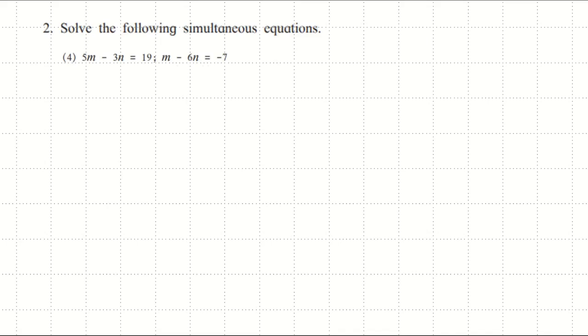Moving on to next question. Here we need to find value of m and n. We have two equations. Let us write down both the equations here. 5m minus 3n is equal to 19. Whenever there is a change in variables, do not panic.